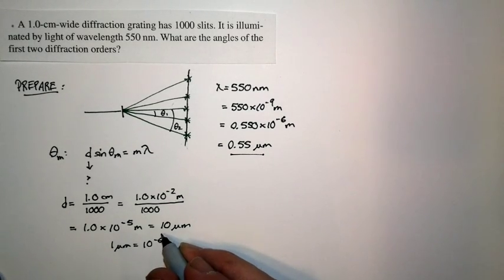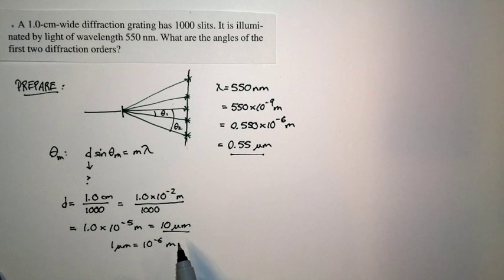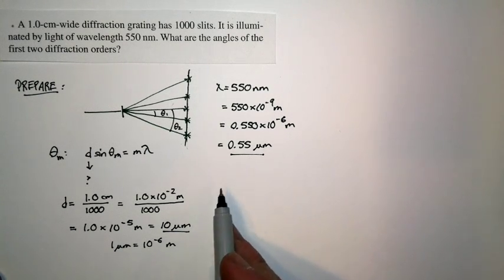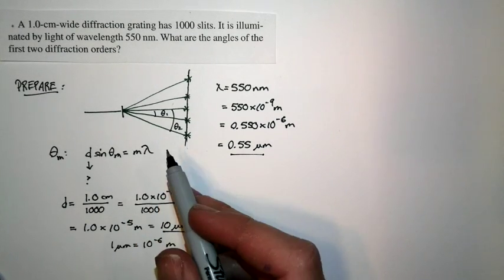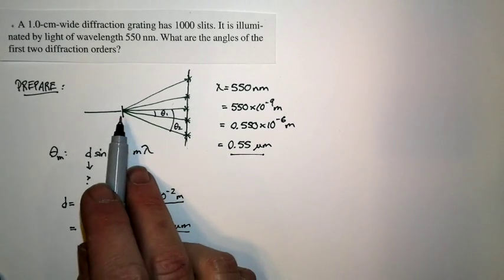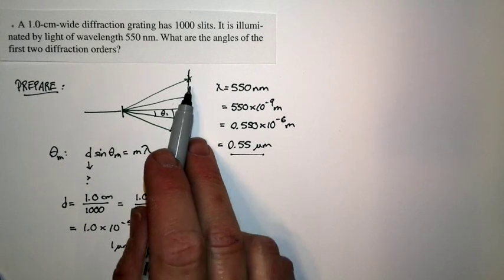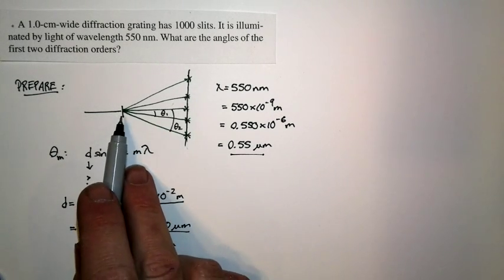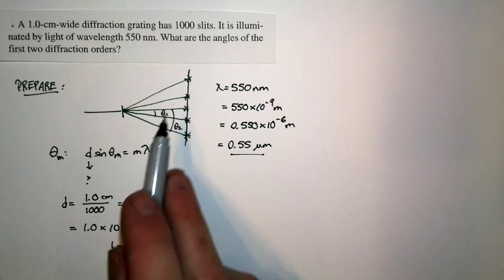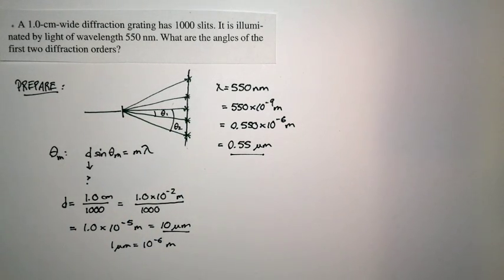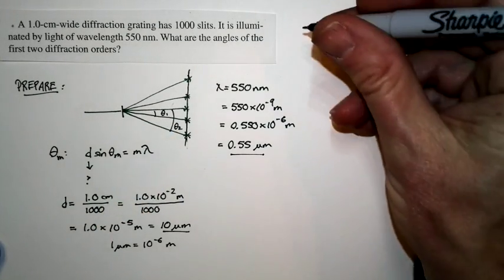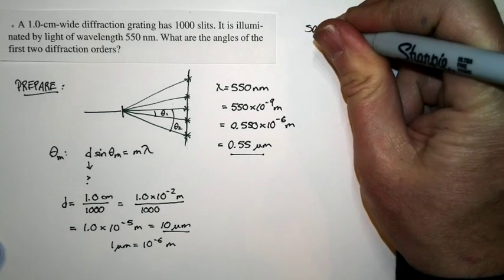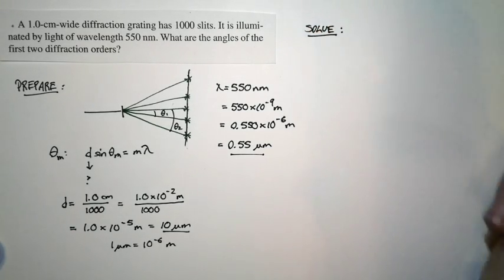The slit spacing is 10 microns. This number is significantly less than this number, and that tells us that the angles in the pattern will be pretty small. If I have a small slit spacing, I get a big spacing of the orders. If I have a big slit spacing, I have a small spacing of the orders. We know this, and so we can use that for our assessment. I expect these numbers to be a couple of degrees or so. Let's go ahead and solve and see what we find.